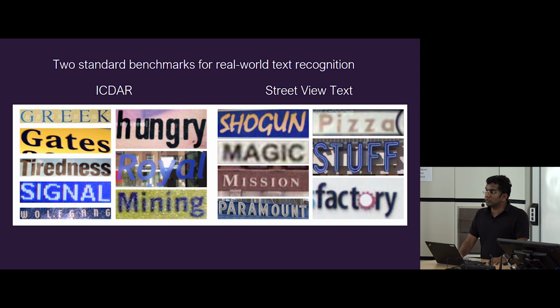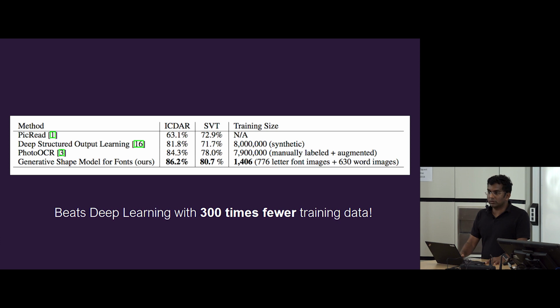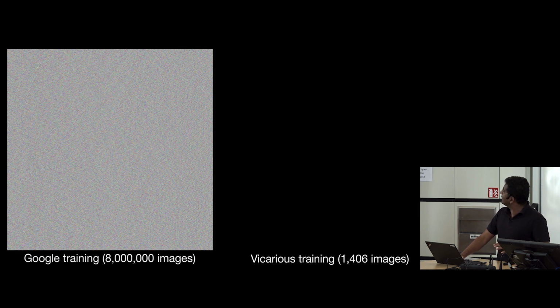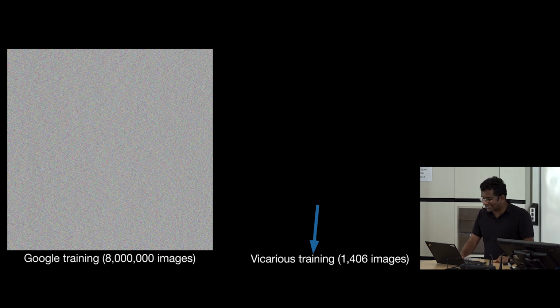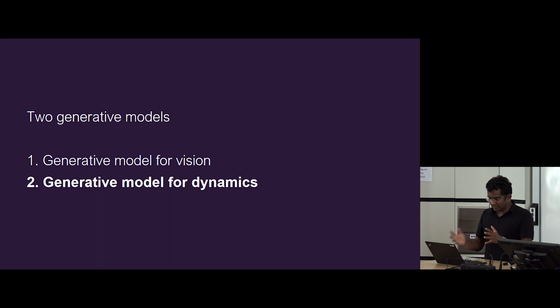In addition to that, we also tried two standard benchmarks for real-world text recognition. This is ICDAR data and the Street View text data. On both of those, we were able to beat deep neural networks with much less training data, almost 300 times fewer. This is the picture-level representation of that. If you take one pixel as a training data point, this is what the training data for the Google system looks like, and our data is not visible on that picture. That shows the difference in scale required for these systems.